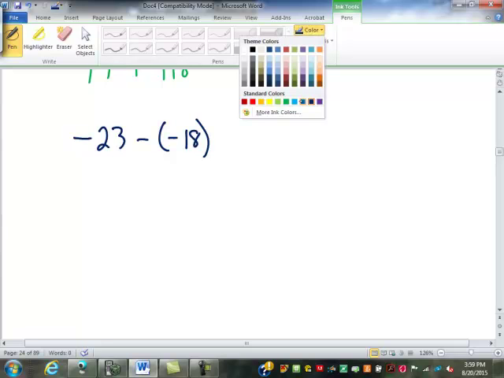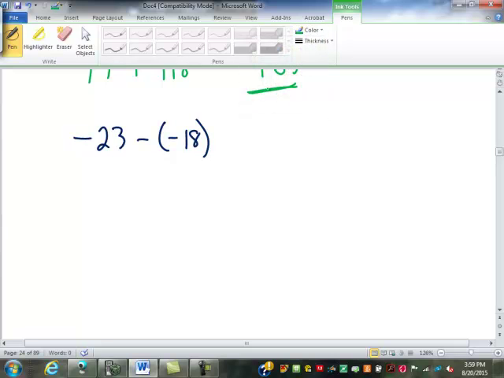What's going to happen here? Does it just become a positive 23? No. No, it doesn't. It stays a -23. Nothing ever happens to that first number. It always stays the same. Remember, the subtraction works with the number that comes after it. What's that going to become? Plus, perfect, plus a positive 18.